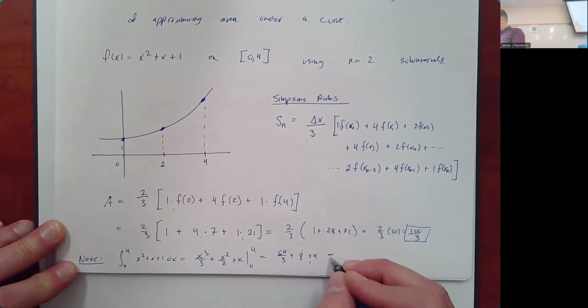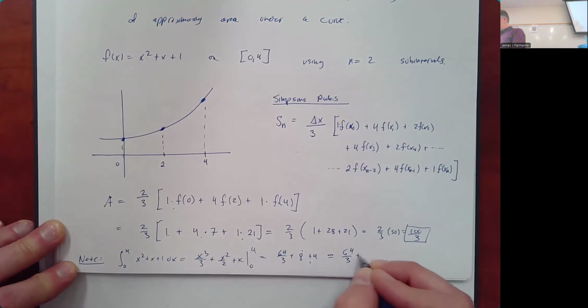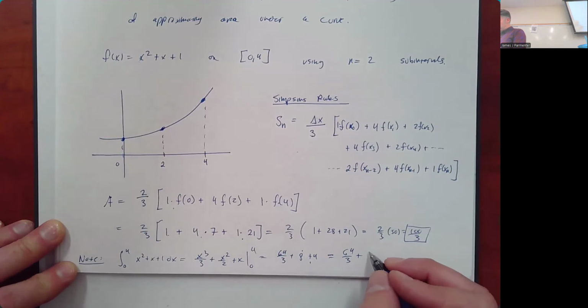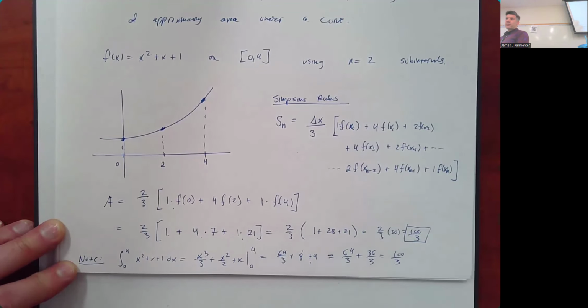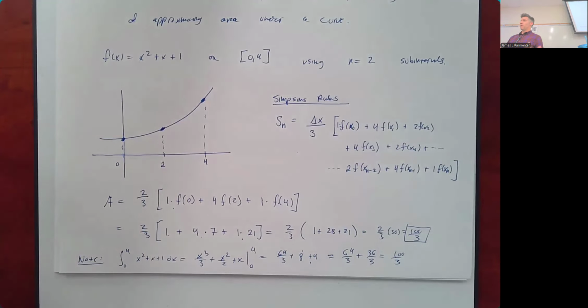And 64 over 3 plus 12. Well, 12 times 3 over 3 is 36 over 3. And oh, look, those are the same. So this is just kind of a unique thing about Simpson's rule, that if you were to use Simpson's rule to approximate the area under a quadratic or even a cubic function, it actually ends up being exact. You wouldn't actually use Simpson's rule to do this, but it does do this if you do it that way. It's kind of weird.